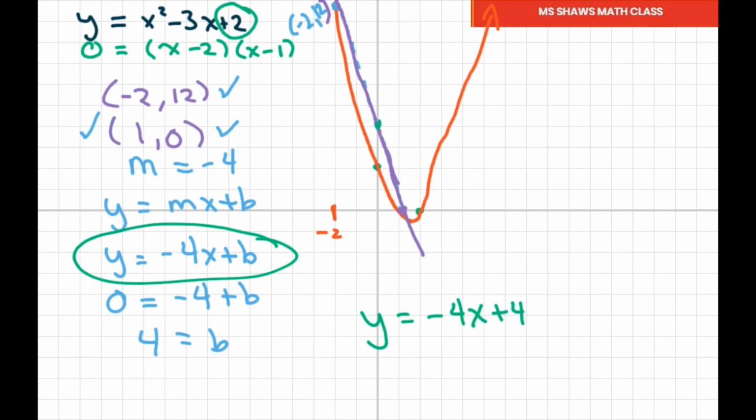And let's see, 1, 2, 3. You can see your y-intercept right there, which is that.